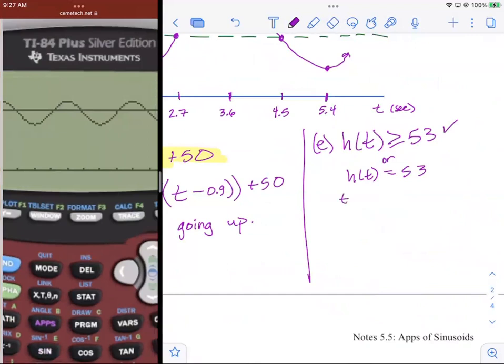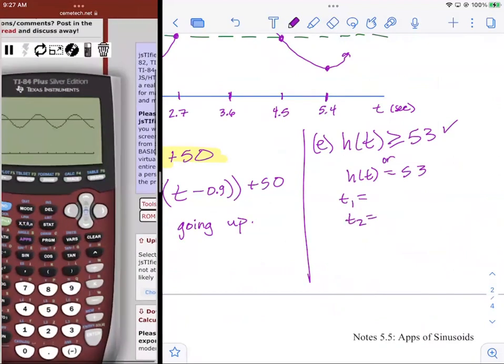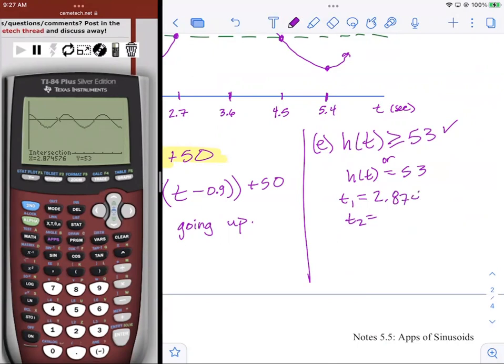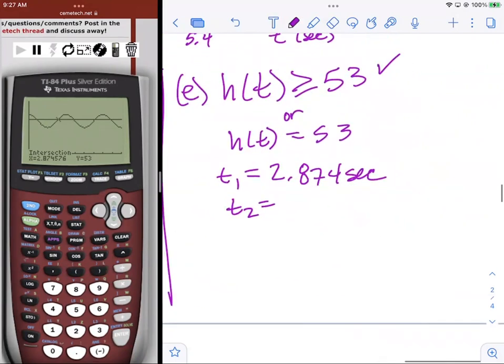I'm going to say t sub 1 equals and t sub 2 equals. So let's do that. Second trace number 5, second trace number 5, enter, enter. And I'm just going to choose the first little set. Okay, so right there, that is 2.874 seconds. Now, am I going to use this value again? I am. So this is where I need to store it as A.